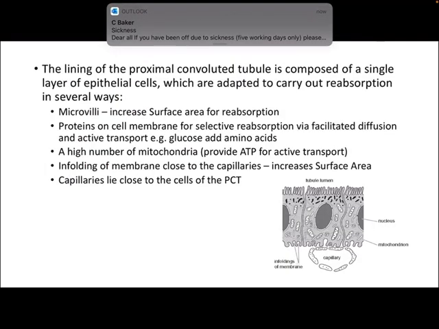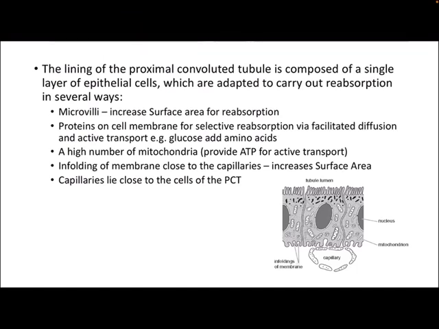The lining of the proximal convoluted tubule is composed of a single layer of epithelial cells, which are adapted to carry out reabsorption in a number of ways. These cells have microvilli to increase the surface area for reabsorption. They have proteins on the cell surface for selective reabsorption through facilitated diffusion and active transport, which will be moving glucose and amino acids across. There's a high number of mitochondria, which will provide the ATP required for active transport to move glucose and amino acids across.